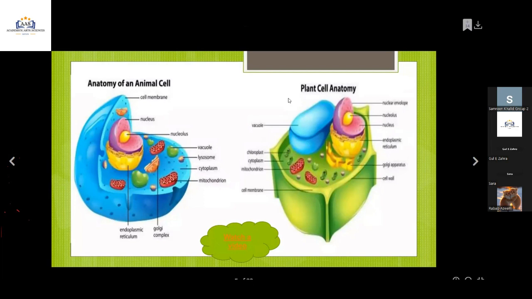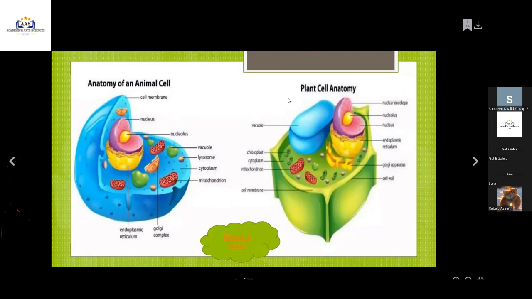For example, if you see your screen, you can observe that the structure of the animal cell is somewhat irregular, but the plant cell structure is symmetrical. It is basically the circle shape or a symmetry. There's a symmetry of the plant cell.